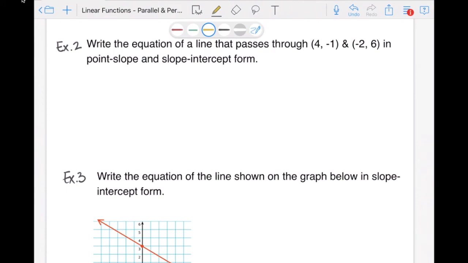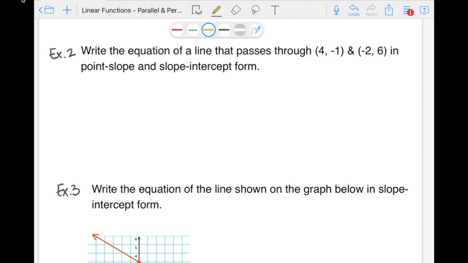So this one has kind of some messy numbers in it. I don't want you to be intimidated by messy numbers. It's okay. The concept and the procedure is exactly the same, so don't be messed up by the fact that sometimes you're going to have some fractions. So first, if we want to write the equation of a line that passes through (4, -1) and (-2, 6), and we're going to write it in point slope and slope-intercept form, let's go ahead and find our slope.